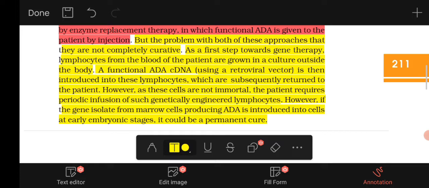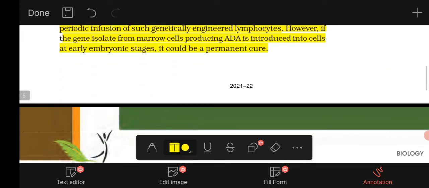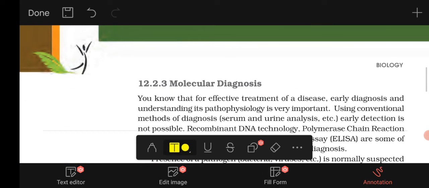So this is also not a permanent cure, but the gene isolated from the marrow cells producing adenosine deaminase, if introduced into the cells at early embryonic stages, then it could be a permanent cure. Okay, I hope this is clear and you must have understood this now.